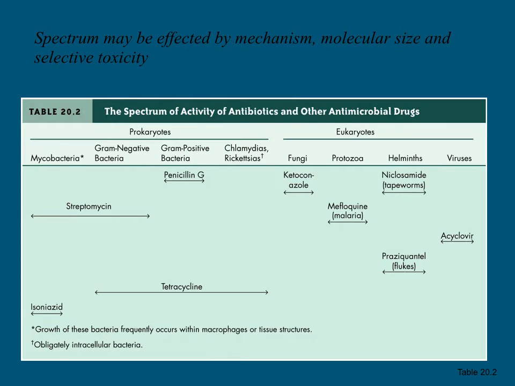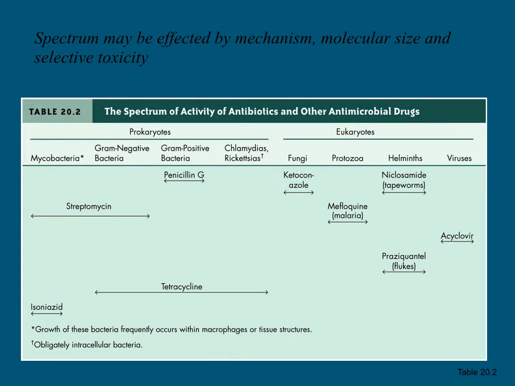Now you can notice on this table here, there are some ranges. And the more complicated, when we get into the eukaryotic microorganisms, you can see the ranges or spectrum of the drugs start to get much smaller. This is because the targets are much more specific.